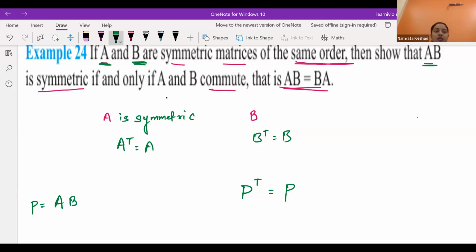Yeah. So we want to check the transpose of AB. If we take the transpose of AB, we want to show that it is the same as just AB. If it is so, then we are done with the proof, right? Yes. Okay, let's see how to do so.